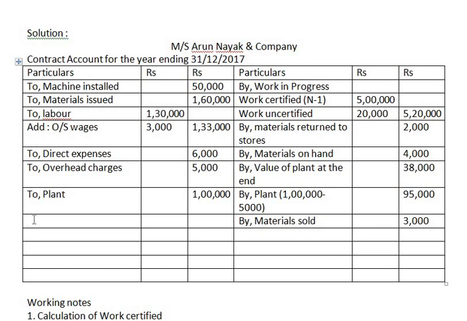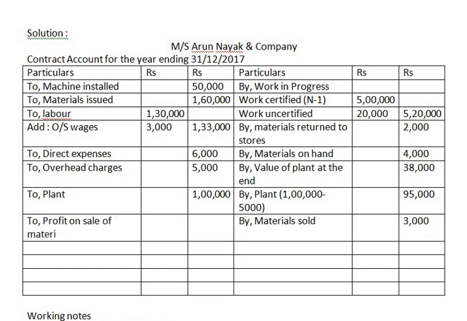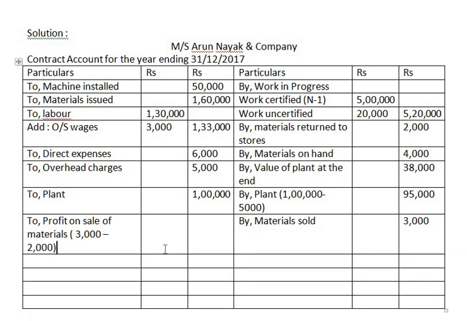It means there is a profit of rupees 1,000. So profit on sale of materials will be shown on the debit side: to profit on sale of materials. In bracket you can show the calculation, that is 3,000 minus 2,000. So the amount is 1,000. There is a profit of 1,000 rupees.